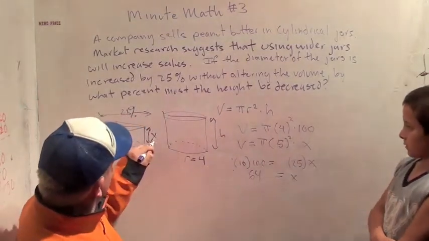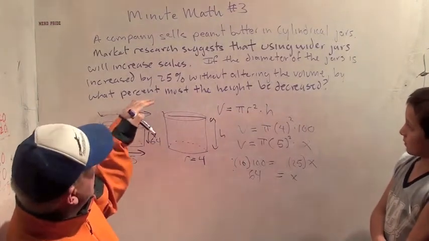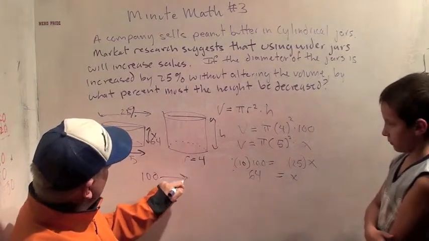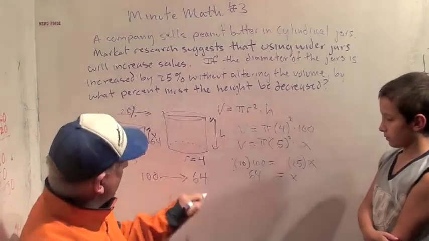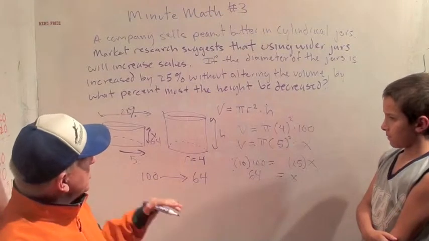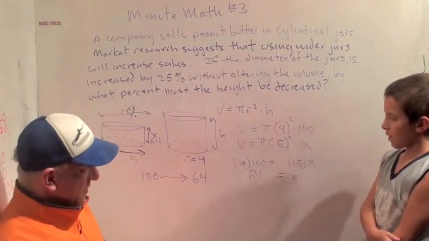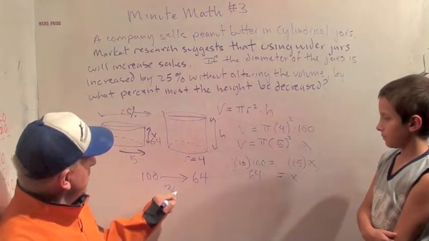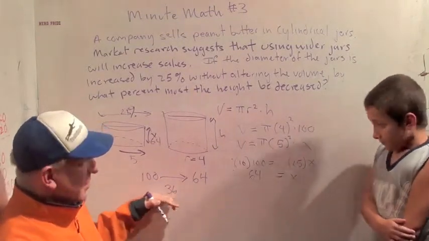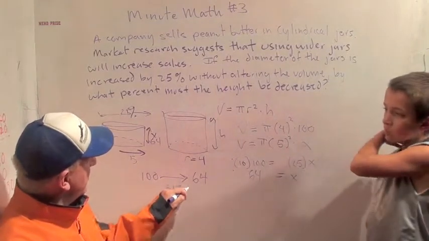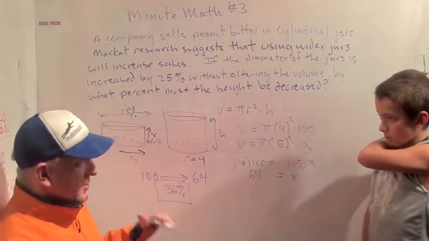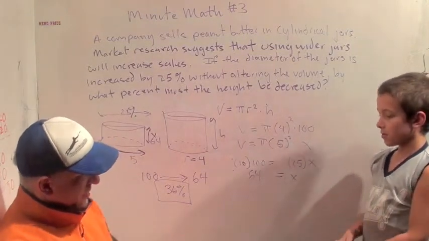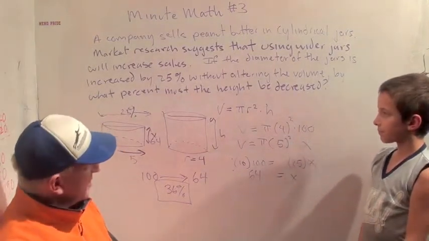And the question is, by what percent must the height be decreased? If it starts at 100 and it goes down to 64, how much did I decrease the height by? By 36. So if 100 decreases by 36, it has decreased by 36%, because 36 over 100 is 36%. So we got our answer.